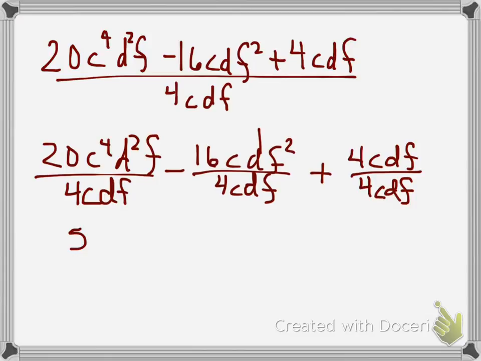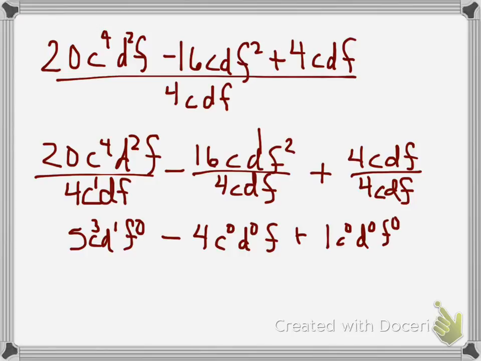20 divided by 4 is 5. Again, 4 minus 1 gives me 3, so c cubed. And 2 minus 1 is d to the 1st. And f would be gone, because 1 and 1 would give me 0. So I'm writing this with those exponents of what they would have, and then I'll get rid of the ones I can. Minus 16 divided by 4 is 4, c to the 0, d to the 0, f. And if everything's the same, it just gives you a 1. But we're going to put here c to the 0, d to the 0. 4 divided by 4 is 1, and then all the others give you 0.